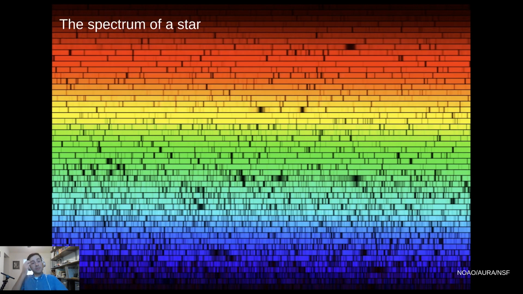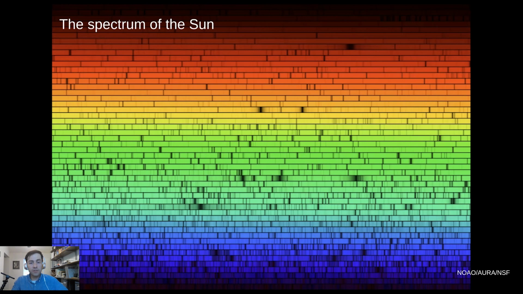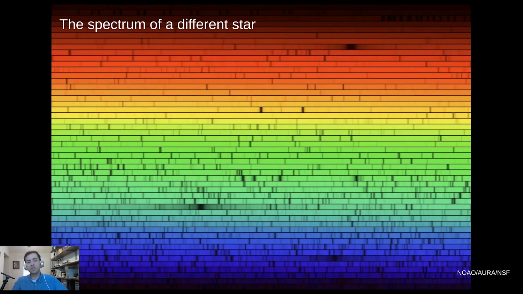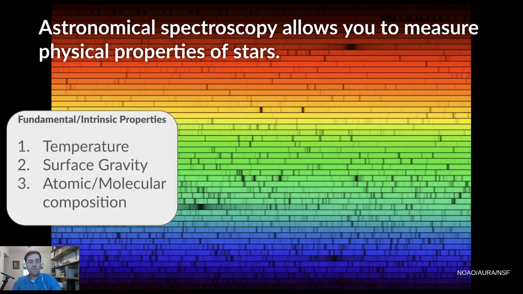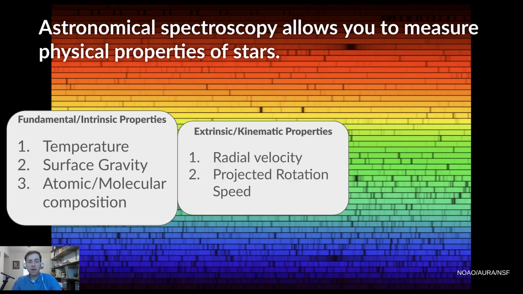Okay, so here's the spectrum of a star, here's the spectrum of the sun, and here's the spectrum of a different star. The key idea here is that a lot of information is encoded in the spectrum of stars. Astronomical spectroscopy allows you to measure physical properties of stars. So, for example, temperature, surface gravity, atomic and molecular composition are fundamental or intrinsic properties of stars.